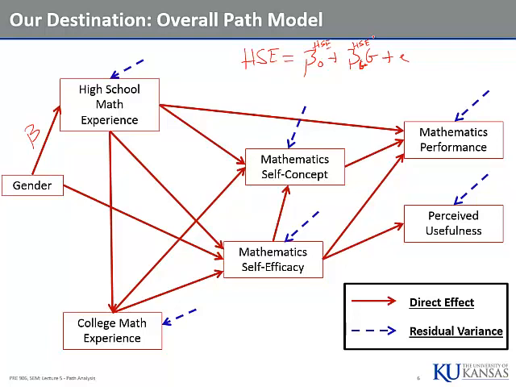We're running out of symbols eventually, so it's hard to keep it all together. A lot of times I would say this is error for the prediction of high school experience. So this beta weight right here is the strength of the relationship of gender on high school experience. That's how we think of that.